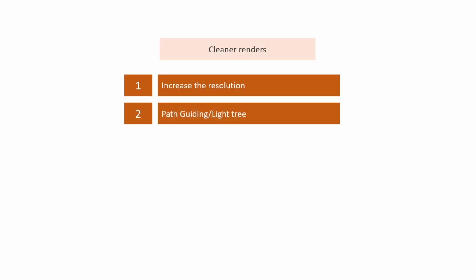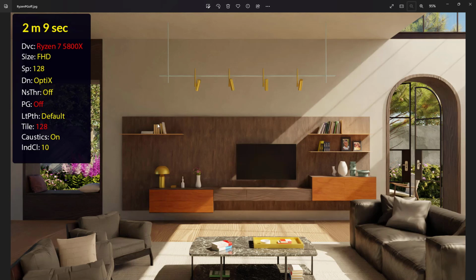So the next step is to use path guiding or light tree. I will show you some examples now. So here there is an image. It's not very high quality because it's just full HD and 128 samples. But here I turned off path guiding, but here path guiding is on. So if you need brighter images, you will need to turn on path guiding. A really important thing is path guiding only works with your CPU, not GPU. When you're using GPU, you can just forget about it.